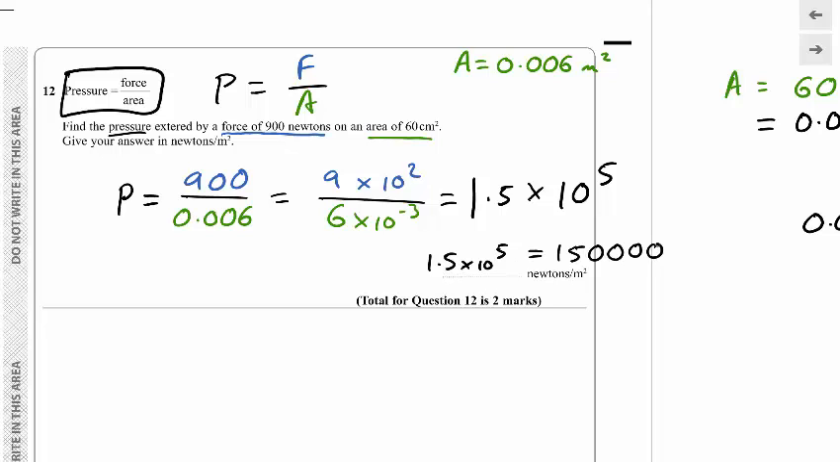So just be careful. These questions, if it seems too simple, and if it's right in the middle of the paper, it probably is. So go back and have another look.